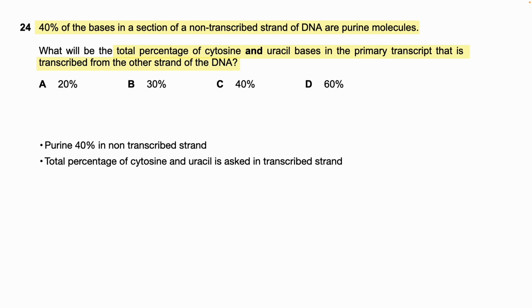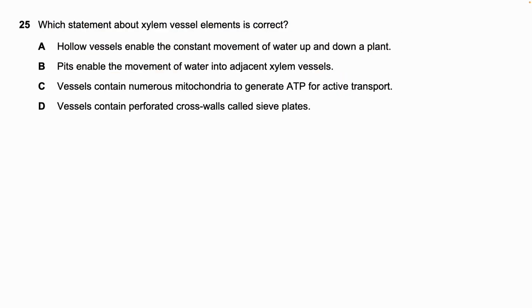So the total percentage of cytosine and uracil is being asked from the transcribed strand. Cytosine and uracil are pyrimidines. So purine always pairs with pyrimidine. Since the non-transcribed strand has 40%, the transcribed strand should have the remaining 60%. So the answer is D, 60%.